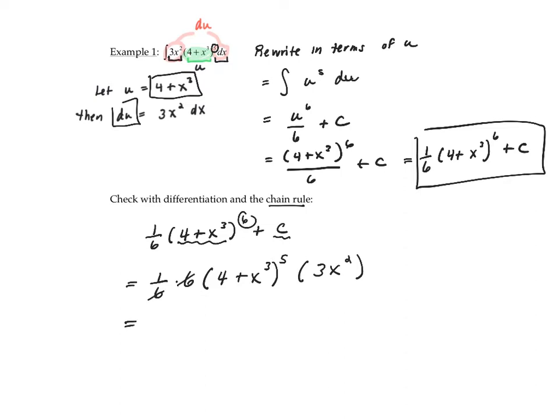1/6 times 6 will just reduce to 1. I'm going to bring this 3x squared out in front and leave the 4 plus x cubed raised to the 5th. And if you take a look, that matches our original problem.